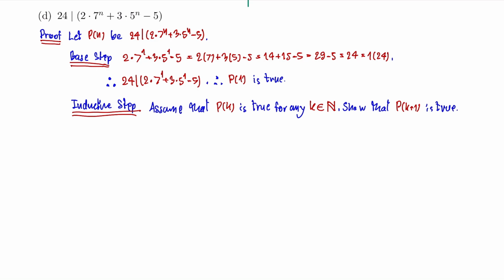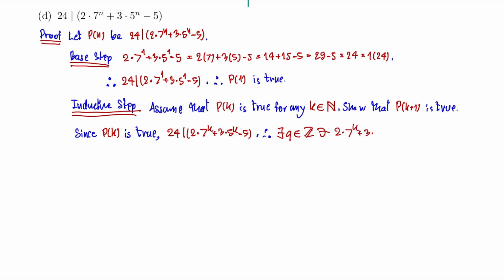Since we have P of k, which is true, what do we have? We have 24 divides 2 times 7 to the k plus 3 times 5 to the k minus 5. So that means that we will have an integer q such that 2 times 7 to the k plus 3 times 5 to the k minus 5 equals 24q. Okay? This is by divisibility.